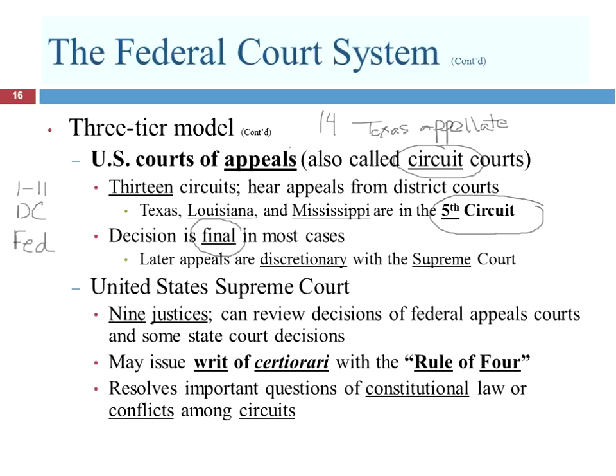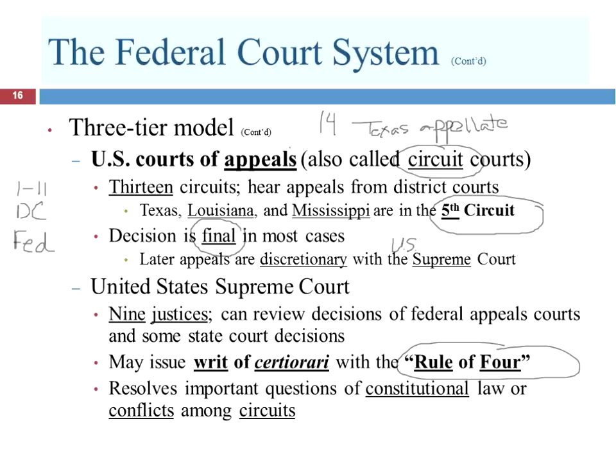And later appeals again are discretionary with the U.S. Supreme Court. They can decide to hear it or not. And we'll talk about how that's decided when we talk about the Rule of 4. So the U.S. Supreme Court has 9 justices. That's the same as what we have in the Texas Supreme Court and the same as what we have in the Texas Court of Criminal Appeals. They can review decisions of the federal appellate courts, and they also review some state court decisions.